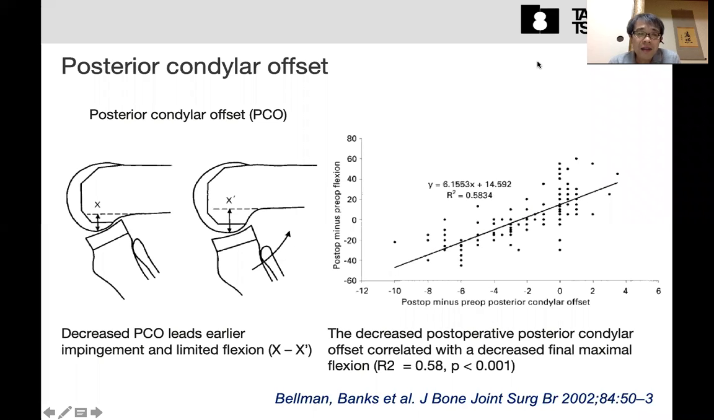Okay. I think I talked about posterior condylar offset like this. So I talked about the importance of PCO. An increasing PCO is associated with the increase in postoperative flexion.